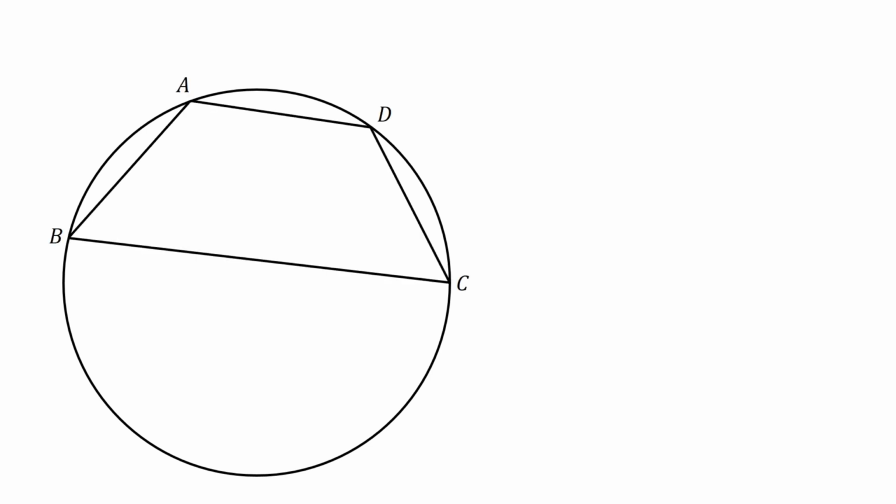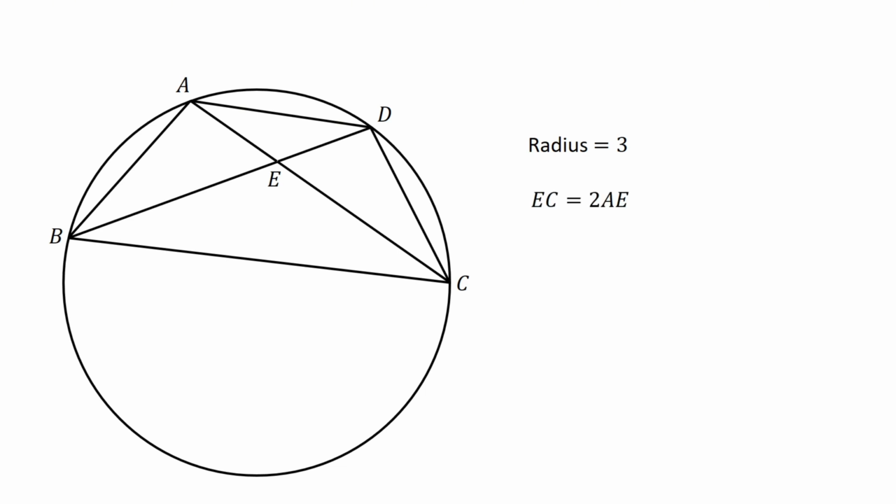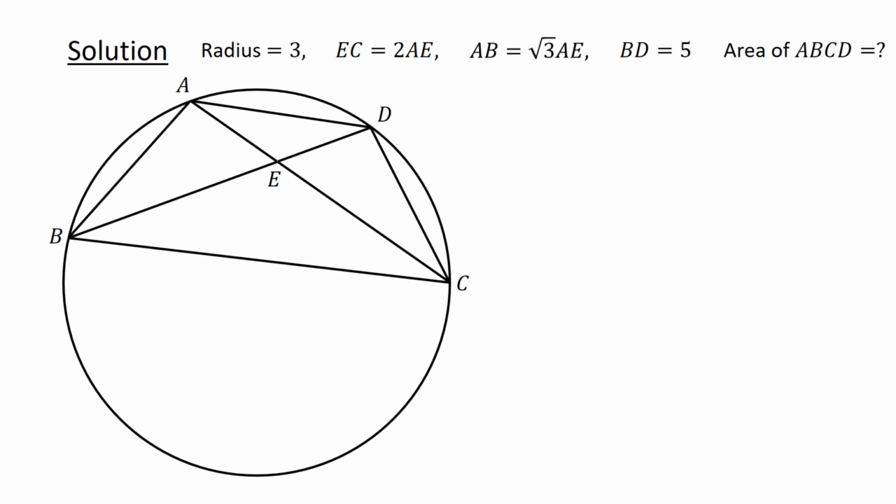In this video, we want to solve the following problem. ABCD is a quadrilateral inscribed in a circle with a radius of 3 units. The line segments AC and BD intersect at E such that EC equals 2AE. Given that AB equals square root 3 times AE, BD equals 5 units, find the area of ABCD. And now for the solution.